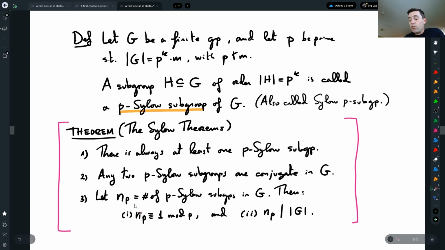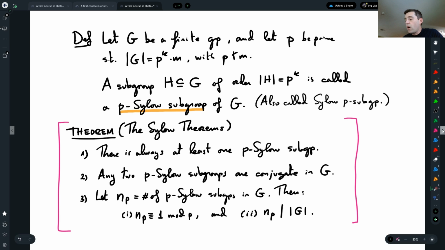And third, if you want to know the number of P-Sylow subgroups, the third Sylow theorem tells us two things. The number of P-Sylow subgroups is congruent to 1 modulo P, and the number of P-Sylows divides the order of the group. So it doesn't give you an exact formula for how many there are, but it gives you a kind of riddle that allows you in many cases to determine how many there will be. And once I know how many there are, I can try to figure out what they are.